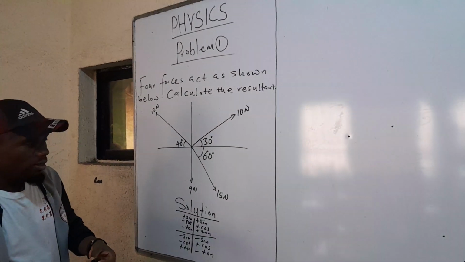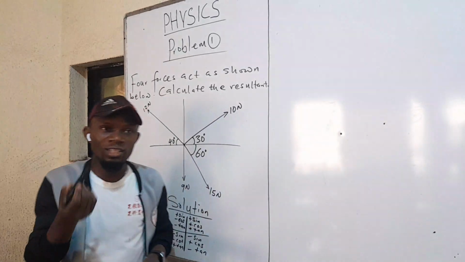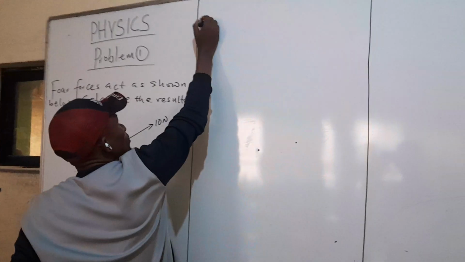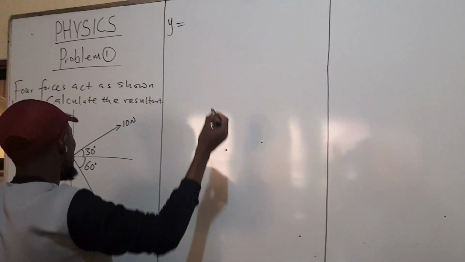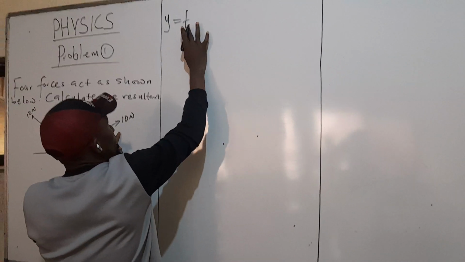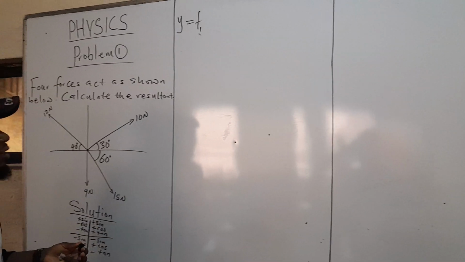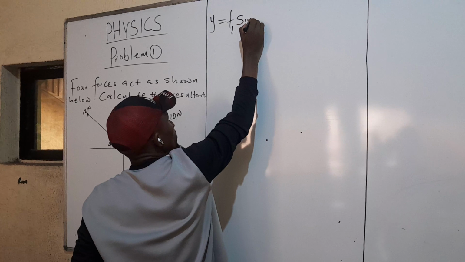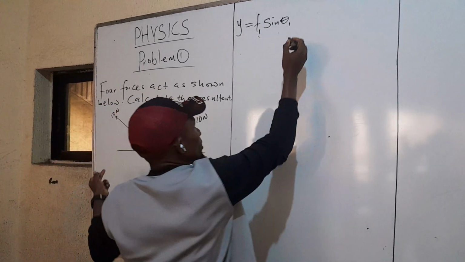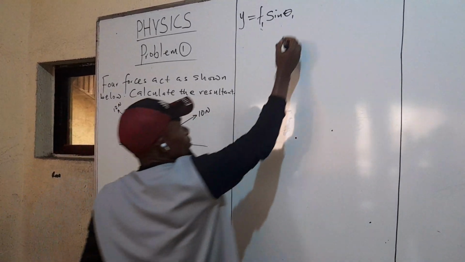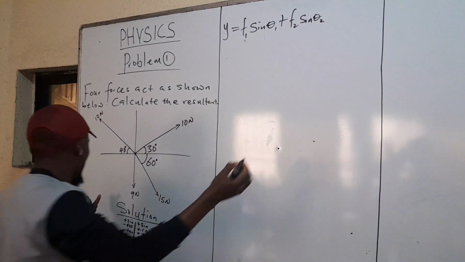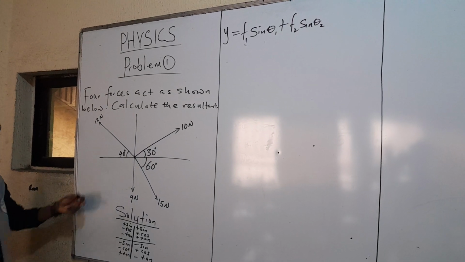So I want to start by resolving it on the vertical component. The vertical component is Y, so I'm using Y. Y is equal to, the first force here is F1. F1 in vertical component is sine, we're using sine. So F1 sine θ1, that's the first one. I'm in the second quadrant now. In the second quadrant also, sine is positive, so I'll use plus F2 sine θ2. If you check, there's no third quadrant here.